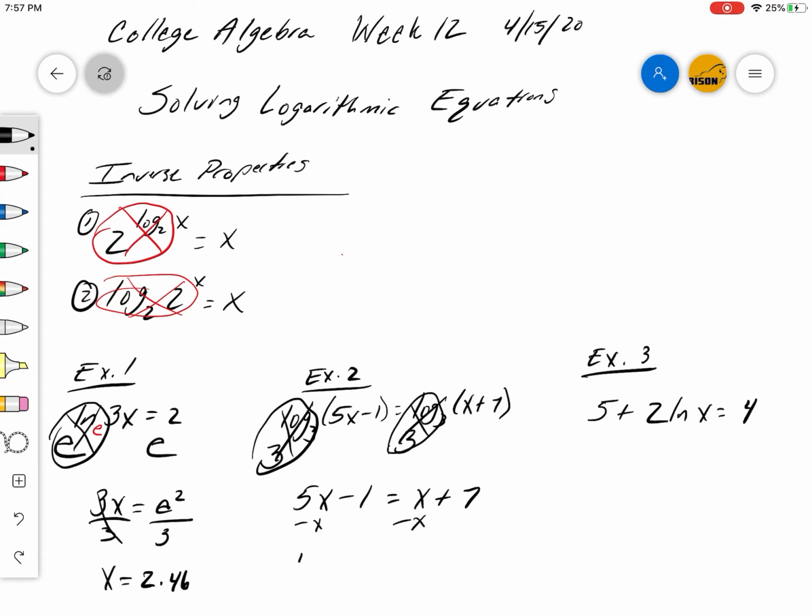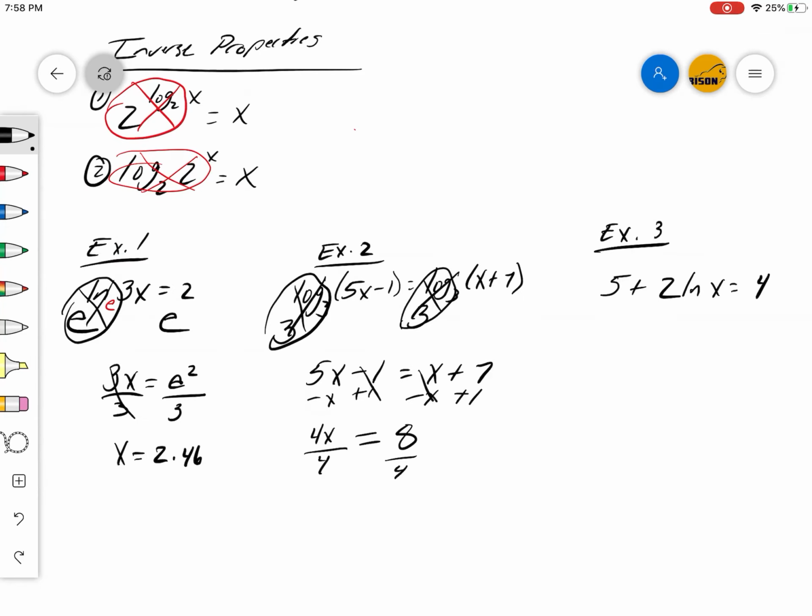So I'm going to put all the x's on the left. So that'll leave me with 4x on the left. I'm going to take this 1 over. So 1 would be gone. On the right side, I got 7 and 1. That would be 8. So brought the x over to the left, 4x. Took the 1 over to the right. That's 8. I'll divide by 4. Let me get me some room here. So x would be 2.